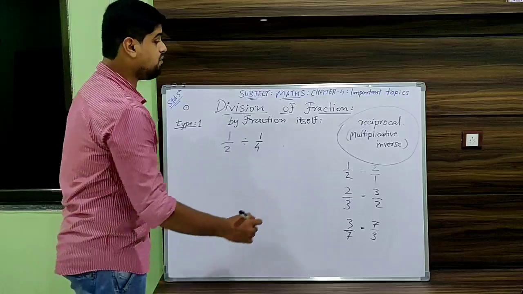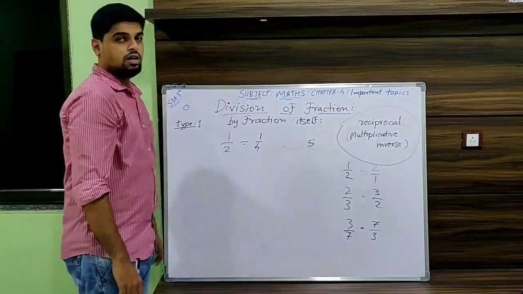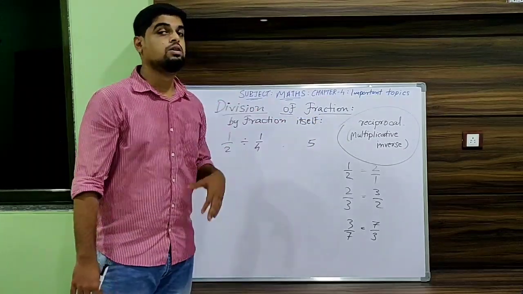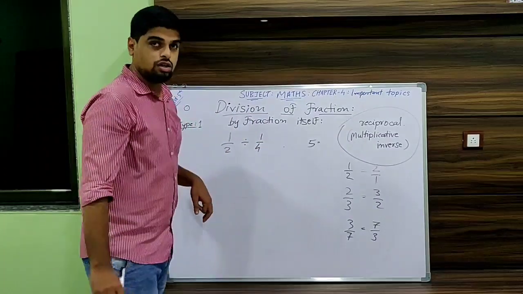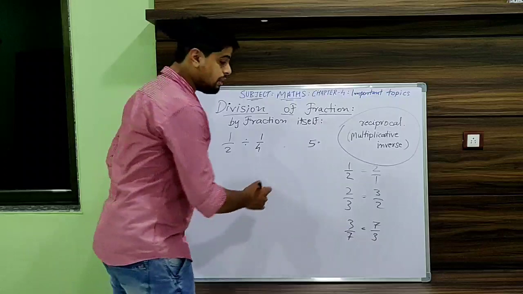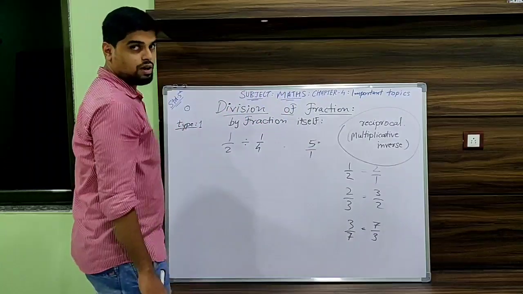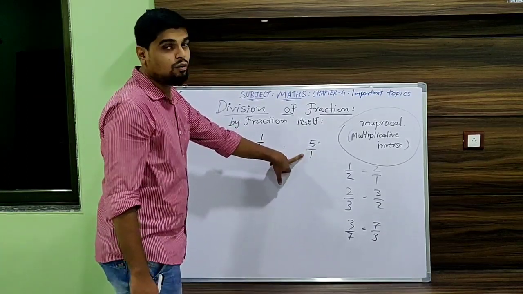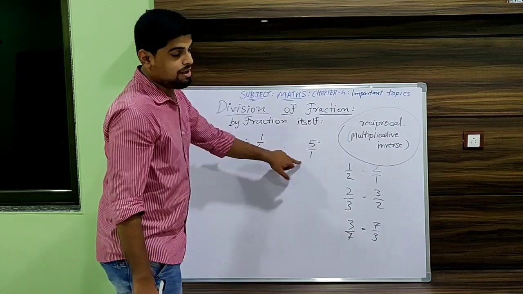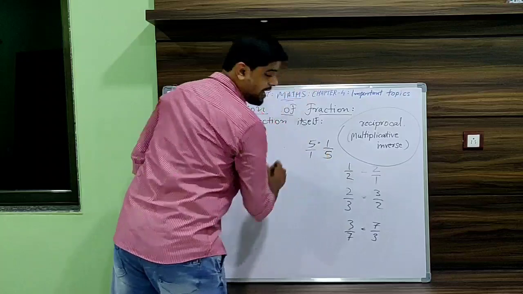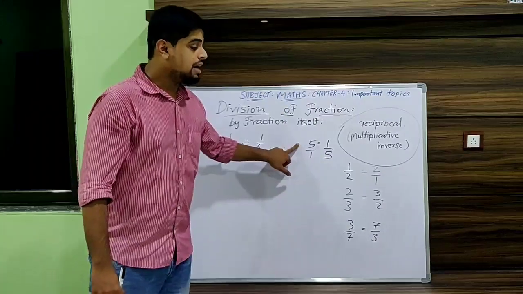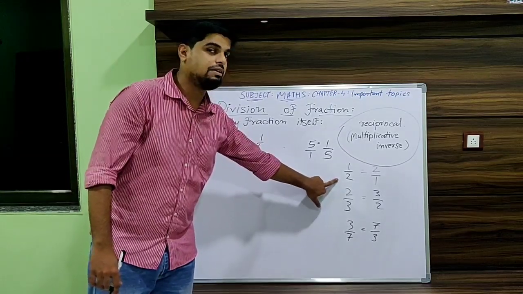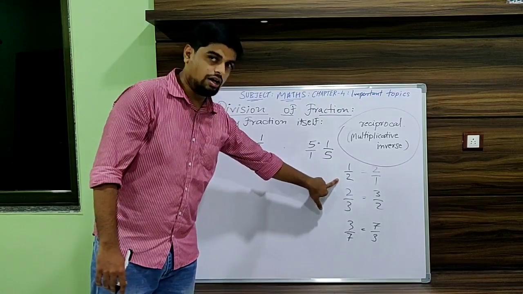Okay. Now suppose you are given a whole number, and you have to find the reciprocal of this whole number. So how can you find this reciprocal? For that, as we have seen earlier, 5 is nothing but 5 by 1. As we have already done, if we want to make a whole number a fraction, we have to just divide it by 1. Now you can simply reverse it. That is 5 by 1 will become 1 upon 5. In this way, you can write multiplicative inverse of any given whole number. And in this way, you can write multiplicative inverse of any given fraction. Are you clear with that?